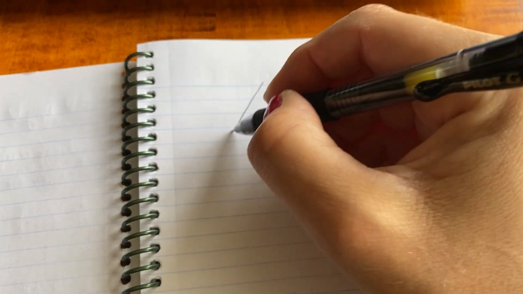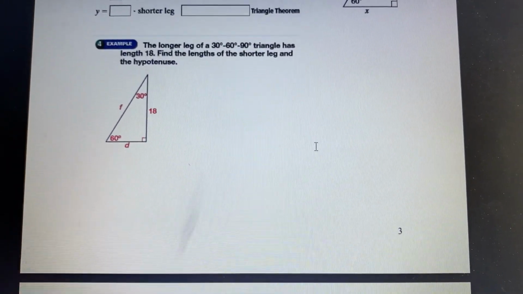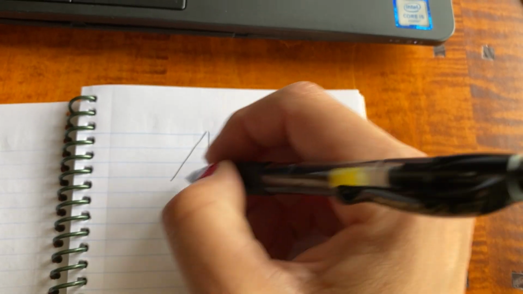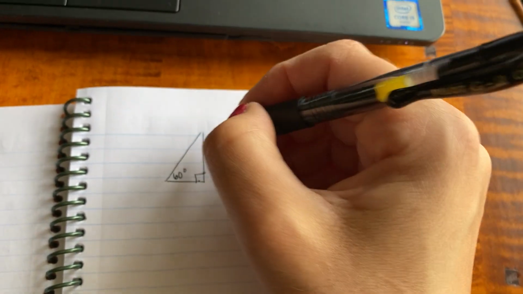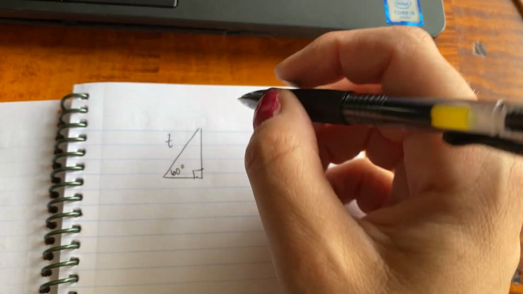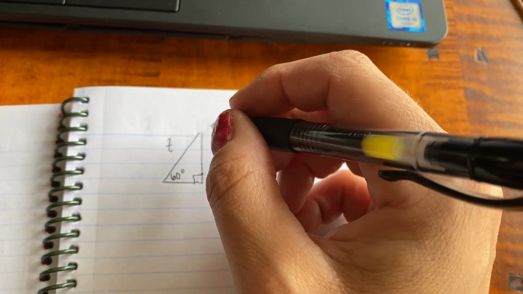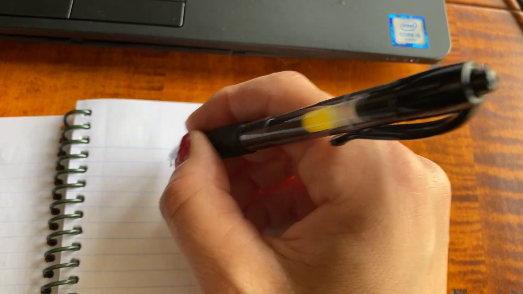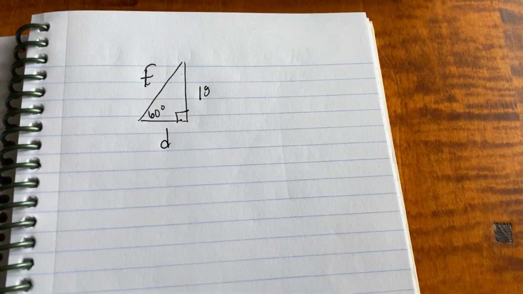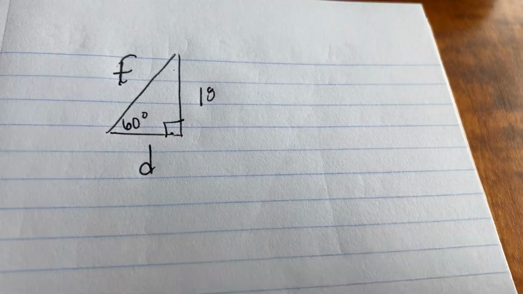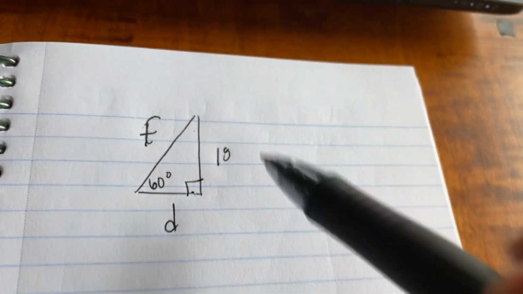All right, next example we have. Diagram looks like this. So now we're at example 4 in the note packet. Just a little sketch here. So here's your 60 again. 30 would be up there. I'm not going to tuck it in the corner though. So we have, oh, that's an F, not a T. F, 18, and D.